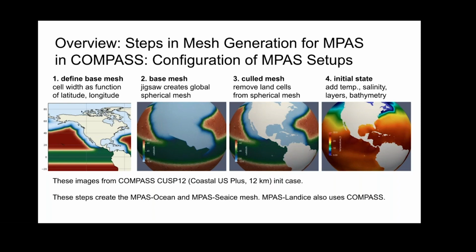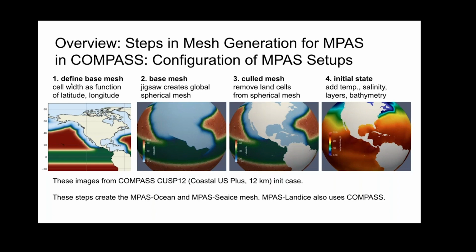And so really, there are 4 steps in this part of the process. The first is that on a simple lat/lon grid, you define what your target resolution is in kilometers, and that's called cell width. That's what we call defining the base mesh. That's the first step, and we're actually going to do all this today.